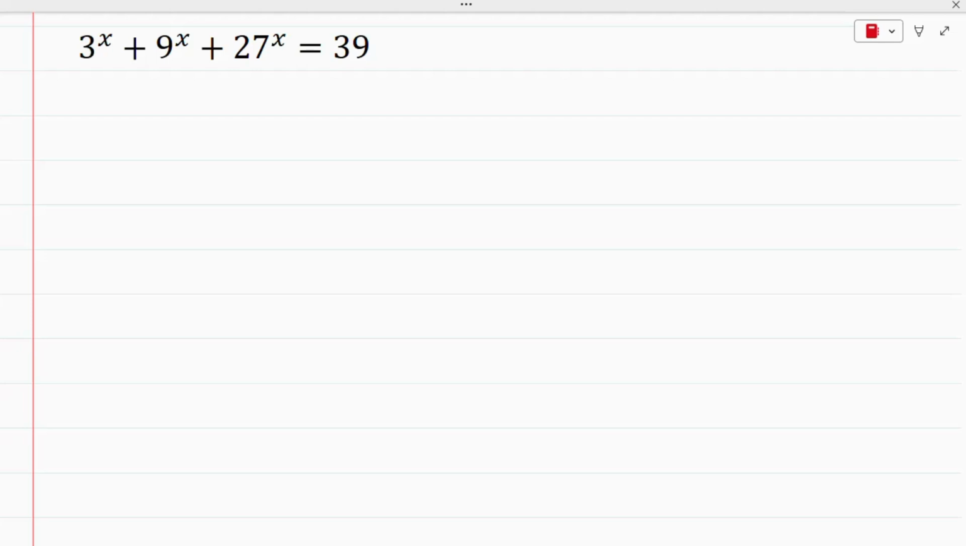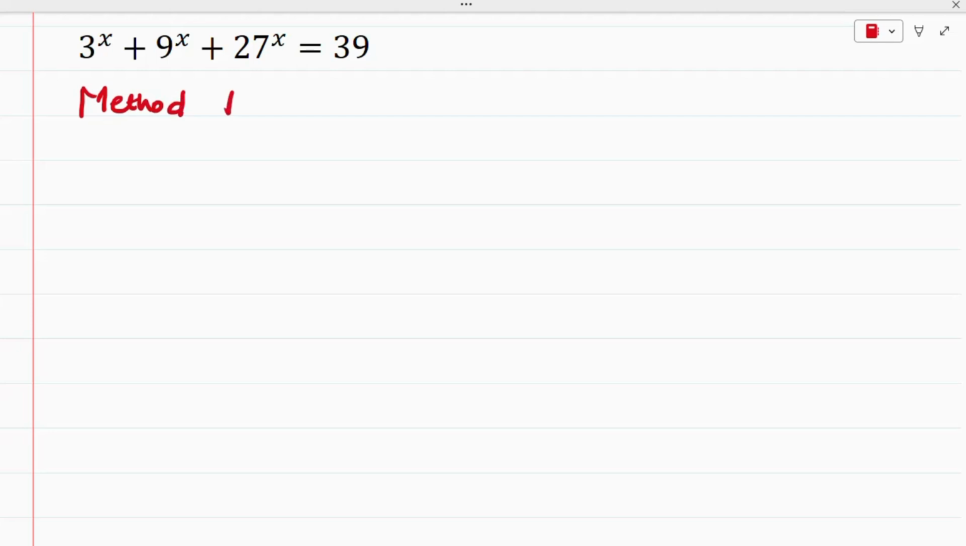Now the first method is a very easy and direct method to find the real root of today's question, while the second method is to find the real and complex roots of x. So guys, let's simply start with method 1.